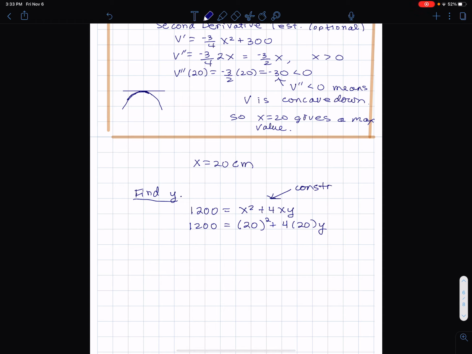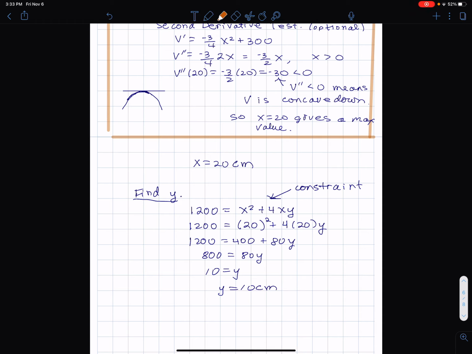And I'm going to use that. Okay, so 1200 equals 400 plus 80y. And again, I have y equals (1200 minus x squared) over 4x. That would probably be better. I mean, we could have used that. Okay, but this is sort of easy. 1200 minus 400 is 800 equals 80y. And then divide and we get 10 equals y. So y equals 10 centimeters.